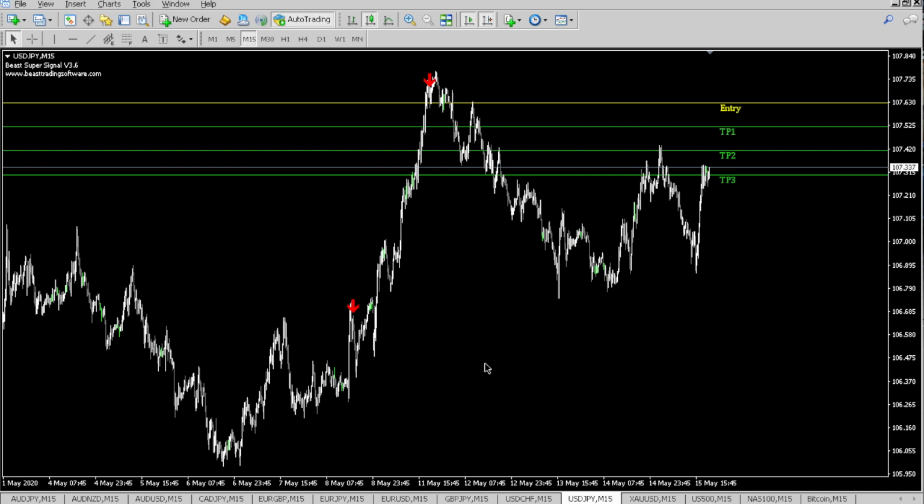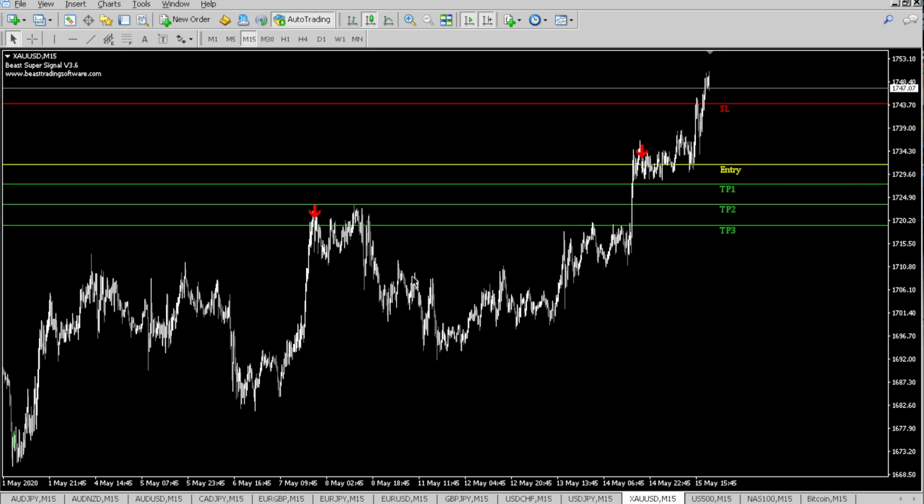And here we have the US dollar and yen. Here we had a sell. It didn't initially go into profit, but with the momentum moving forward last week with the yen, it did go against us. But we did recover nicely with the next signal, and this would have been a fantastic recovery for the previous loss.